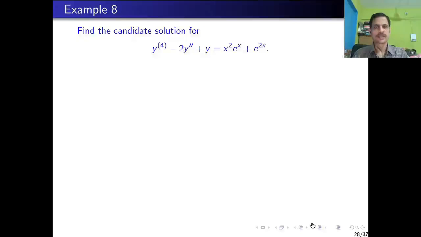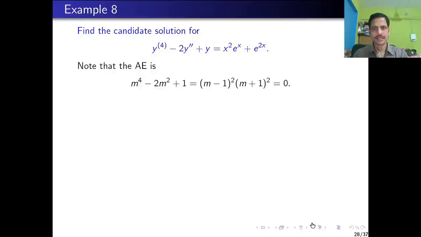The next problem is to find the candidate solution for the fourth derivative of y minus 2 times the double derivative of y plus y is equal to x squared e raised to x plus e raised to 2x. Here the auxiliary equation is m raised to 4 minus 2m squared plus 1 equal to 0. So we can factorize it as (m minus 1) whole squared times (m plus 1) whole squared equal to 0.